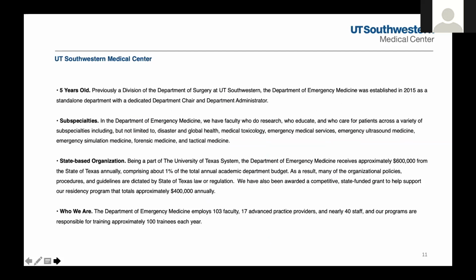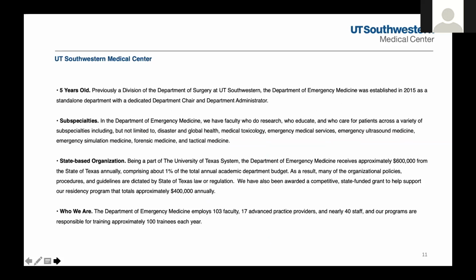So the Department of Emergency Medicine, I'll dip down into just briefly. We're a young department. We're only 5 years old. We previously were a division of the Department of Surgery, and in 2015 spun off and became a separate standalone department, at which point a department chair and myself, a department administrator, were hired to help make this thing a real department. And that's what we've been trying to do over the past 5 years.